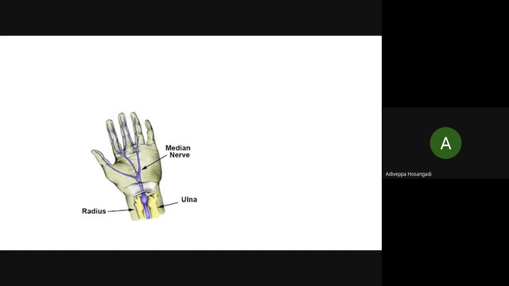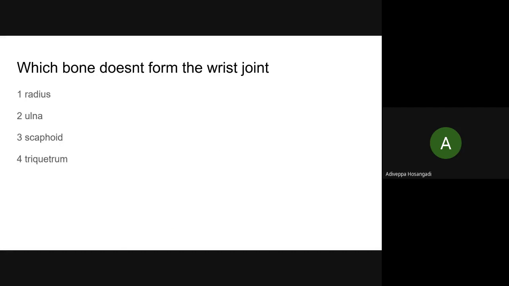Just to make sure, as I was mentioning regarding carpal tunnel and the lunate, there is a dislocation here. It is compressing on the median nerve. Anyway, hand injuries. Which bone doesn't form the wrist?